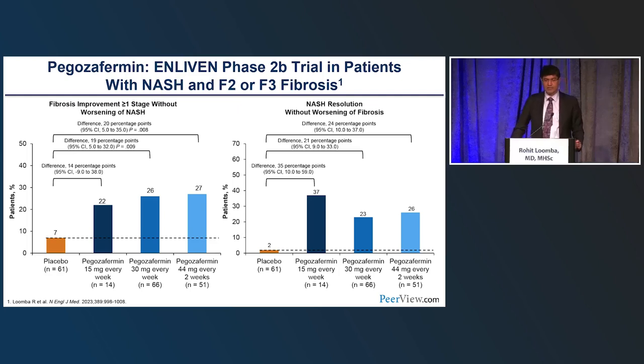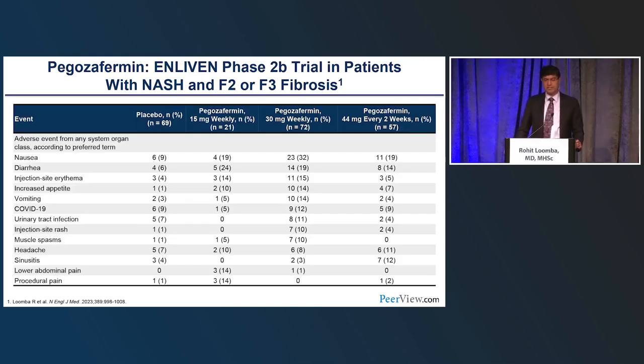This is looking at pegozafermin, which is a glycopegylated form of FGF21. To the left, I'm showing you fibrosis improvement by one stage without worsening of fibrosis, where pegozafermin 44 milligram sub-Q every 2 weeks had a 27% response compared to 7% on placebo. To the right, I'm showing you NASH resolution compared to placebo. All the doses of pegozafermin were significant compared to placebo. The highest dose is looking at pegozafermin of 44 milligram every 2 weeks.